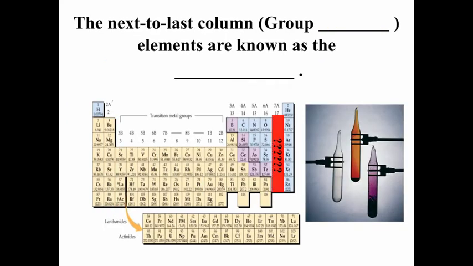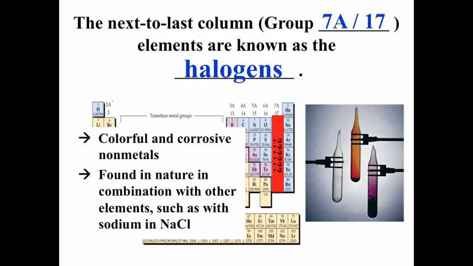Now if we jump almost all the way to the far right of the periodic table, the next to last column, which is group 17 or 7A, these elements are known as the halogens. The halogens are colorful and corrosive nonmetals, and they're found in nature pretty much never by themselves, actually exclusively in combination with some other element. For example, chlorine is often found in combination with sodium in the compound sodium chloride.